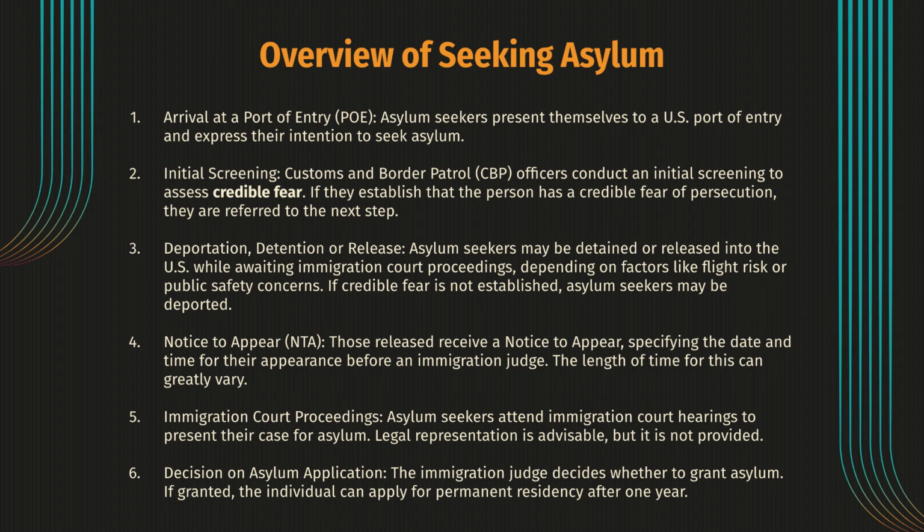Notice to appear. Those released receive a notice to appear, specifying the date and time for their appearance before an immigration judge. The length of time for this can greatly vary. Immigration court proceedings. Asylum seekers attend immigration court hearings to present their case for asylum. Legal representation is advisable, but it is not provided. Decision on asylum application. The immigration judge decides whether to grant asylum. If granted, the individual can apply for permanent residency after 1 year.